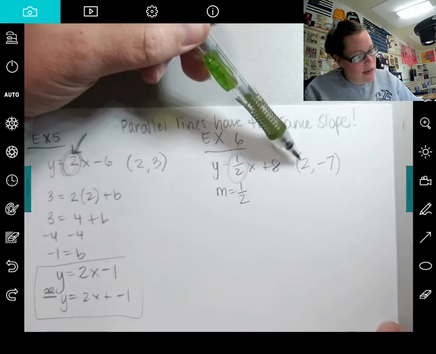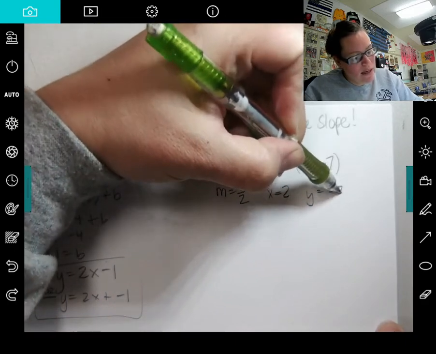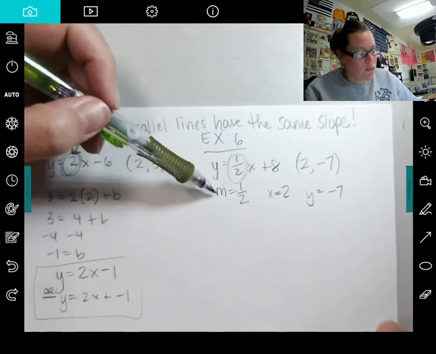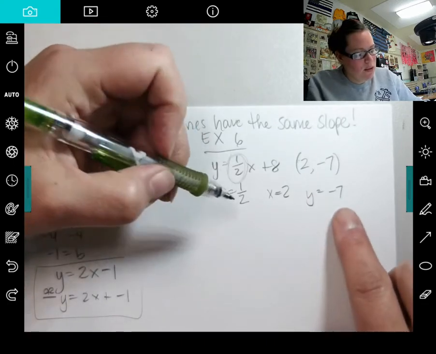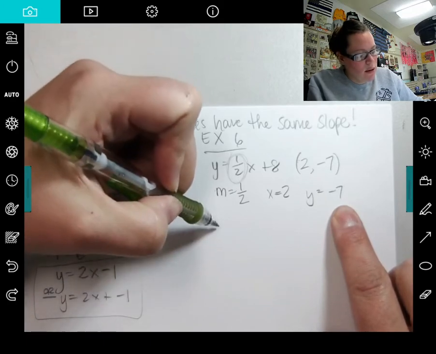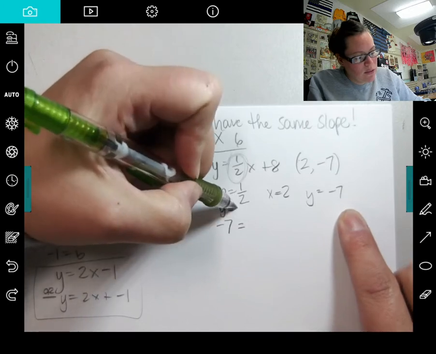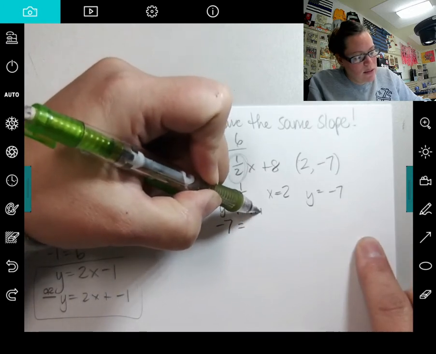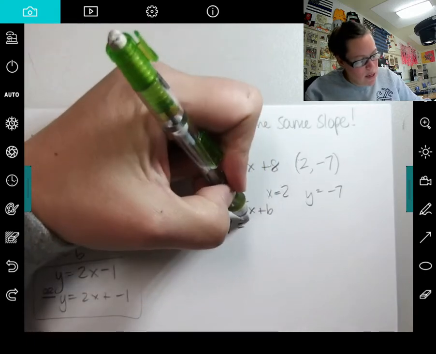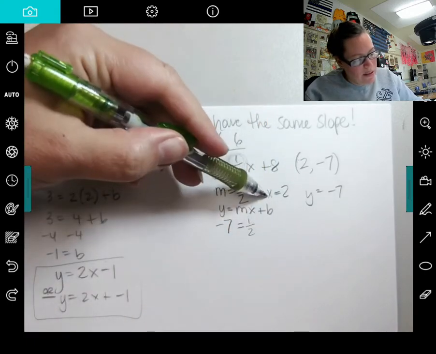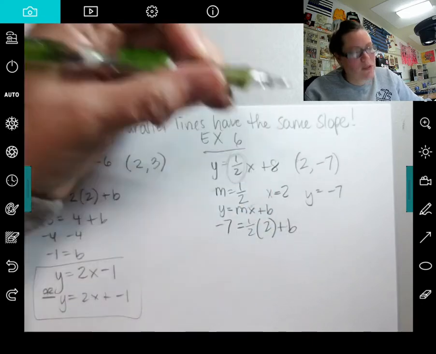We have an x value at 2 and a y value at -7. So we're plugging this stuff into y equals mx plus b. So y is -7 equals, I'm going to write that down too, y equals mx plus b. Plug in the stuff you know. So m is 1/2. X is 2. And we don't know b. So we're finding b.